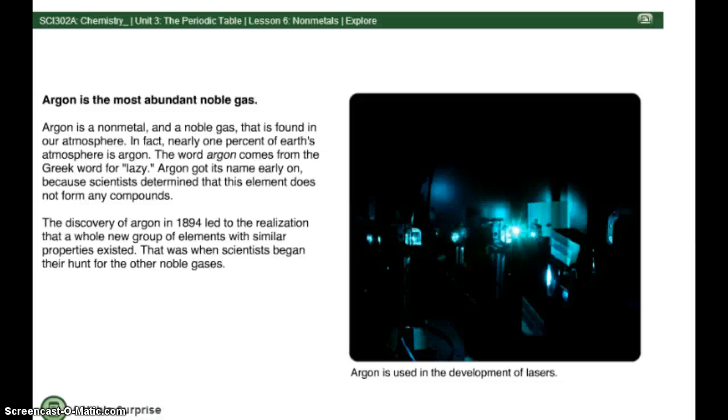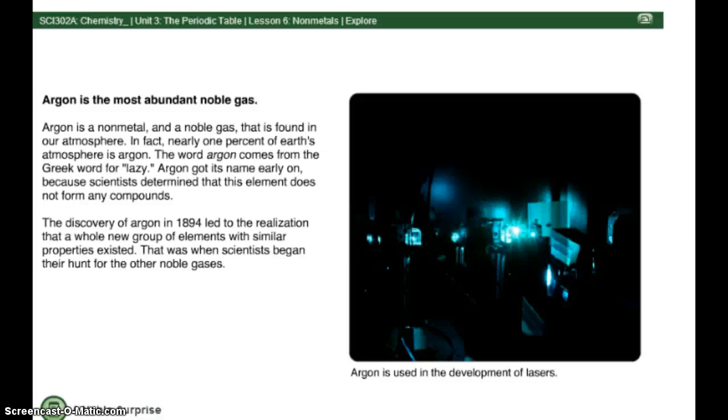All right, argon is the most abundant noble gas. Argon is a nonmetal and a noble gas that is found in our atmosphere. In fact, nearly 1% of the Earth's atmosphere is argon. The word argon comes from the Greek word for lazy. Argon got its name early on because scientists determined that this element does not form any compounds.